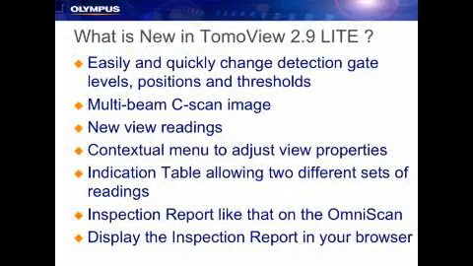So what's new in TomoView 2.9 Lite? Well, quite a lot. We can easily and quickly change detection gate levels, positions, and thresholds. We can do multi-beam C-scan imaging. We have new view readings. We have a contextual menu to adjust view properties. We have an indication table which allows 2 different sets of readings. For example, we can put both phased array and TOFD in there. We have an inspection report, which now looks like that on the OmniScan, but has more capability and is more flexible. And we can also display this inspection report in your internet browser. It's an HTML format.